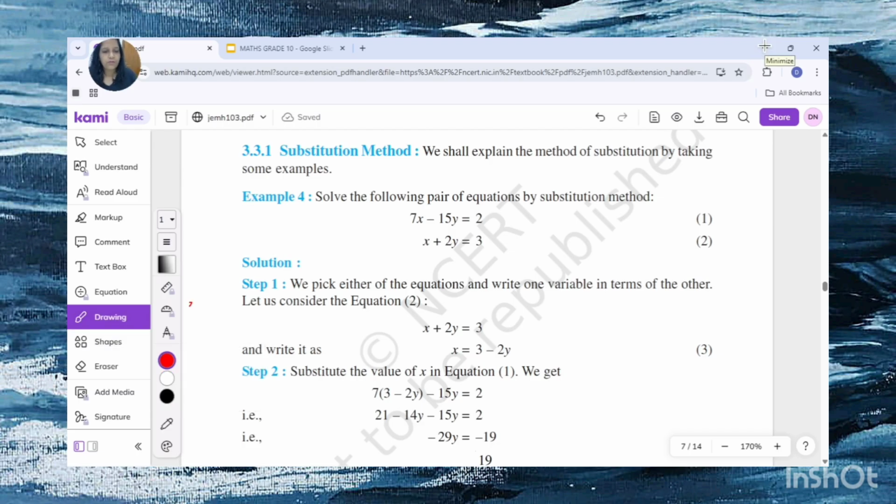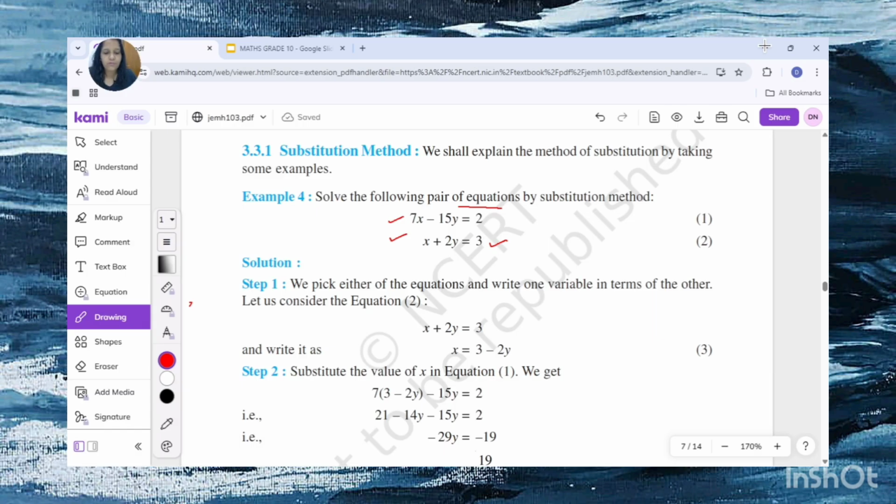See example number 4, solve the following pair of equations by substitution method. So here these are the two equations given to you, that is 7x minus 15y is equal to 2 and x plus 2y is equal to 3. Now how can we solve this by using the substitution method? What are we going to do? We will find the value of x from the second equation and we are going to substitute this value of x in equation number 1.